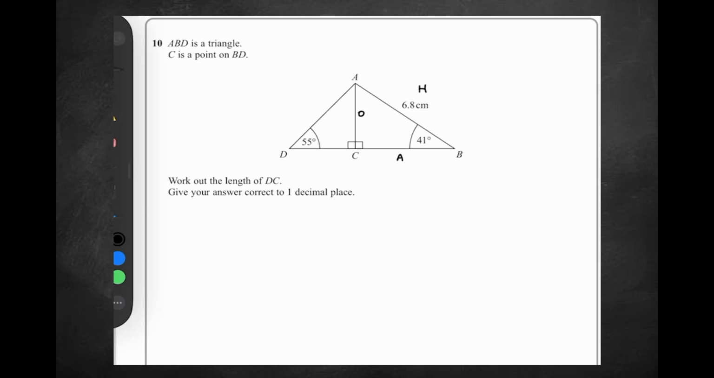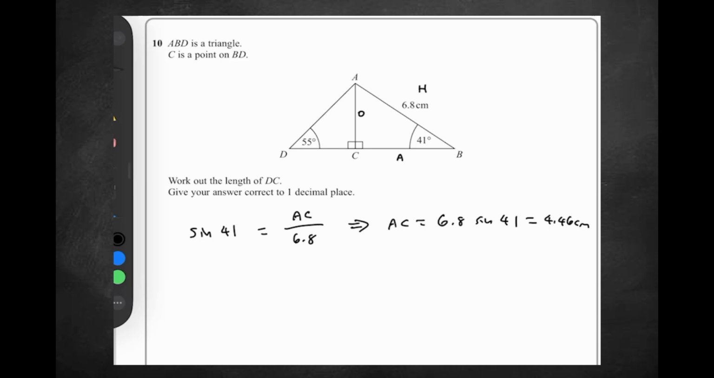So we can work out the length of AC from this. We have the hypotenuse and we want the opposite, so we need sine. So sine 41 equals opposite, which we're just going to call AC, over hypotenuse 6.8. Therefore, AC equals 6.8 sine 41. On my calculator, 6.8 sine 41 is just 4.46.